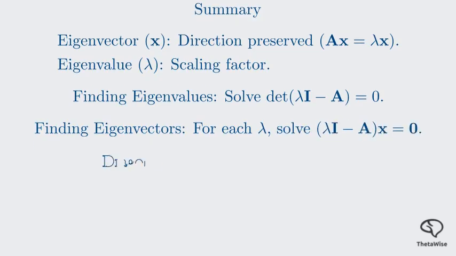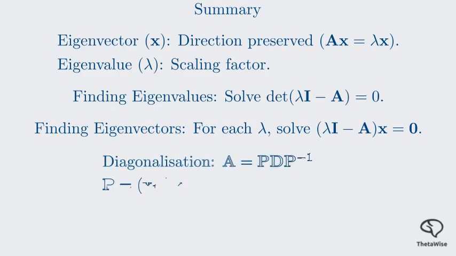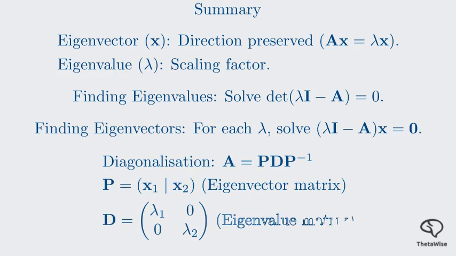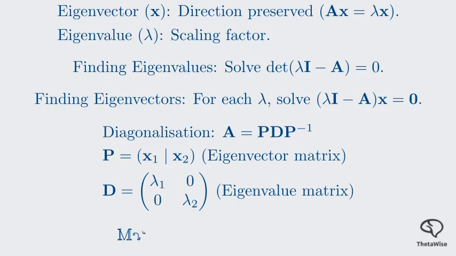If a matrix A is diagonalizable with distinct eigenvalues, we can write it in this form. P is the matrix of eigenvectors, and D is the diagonal matrix of eigenvalues. Diagonalization allows us to express A in a simpler basis. Finally, we saw that this is incredibly useful for finding matrix powers, A to the n, by simply raising the eigenvalues to the power of n.